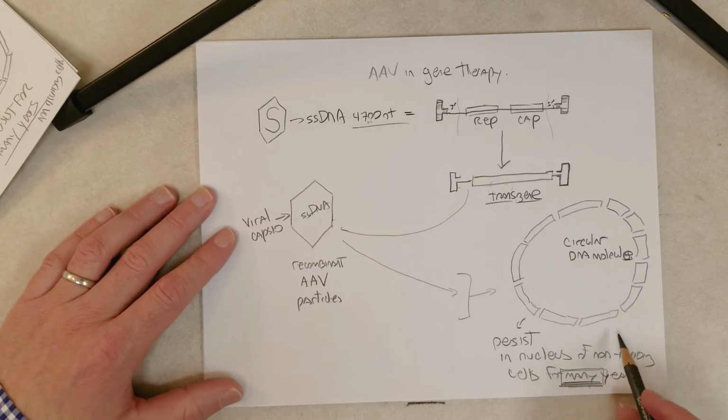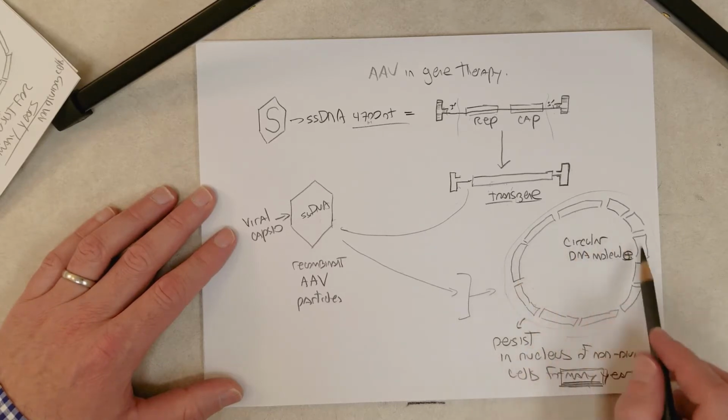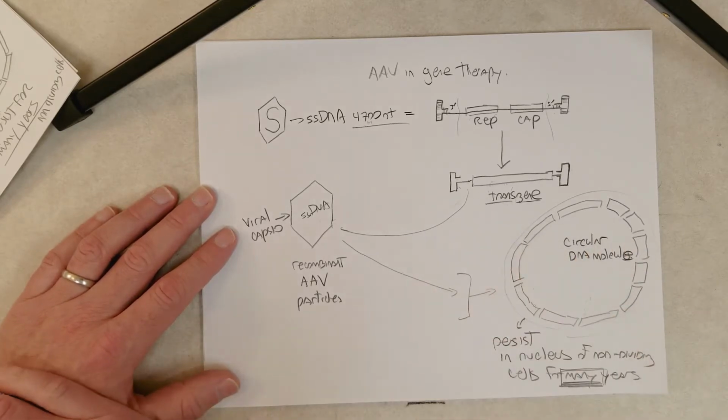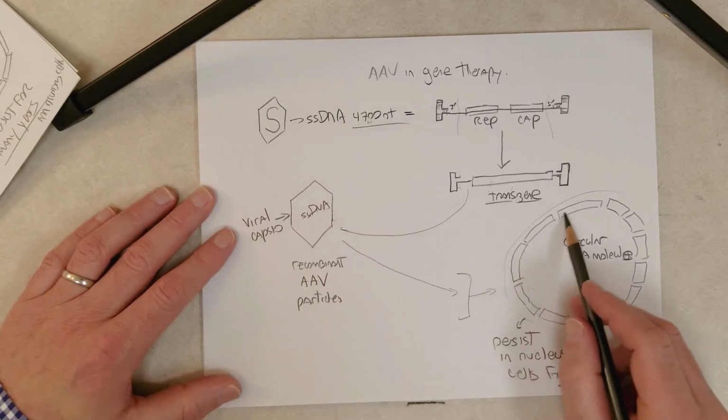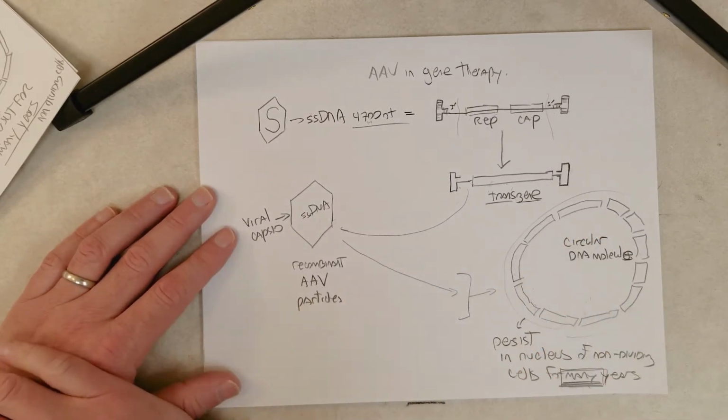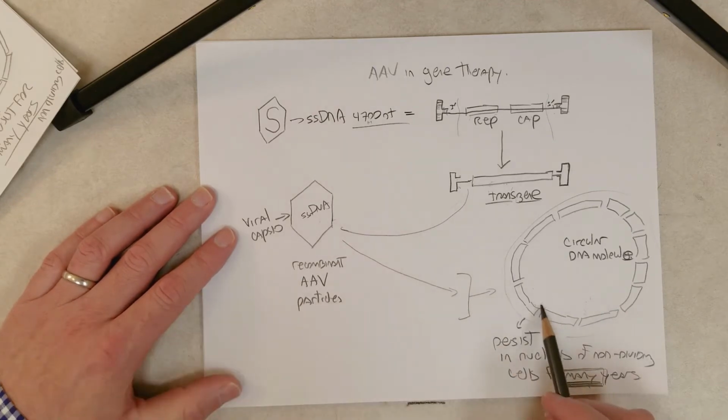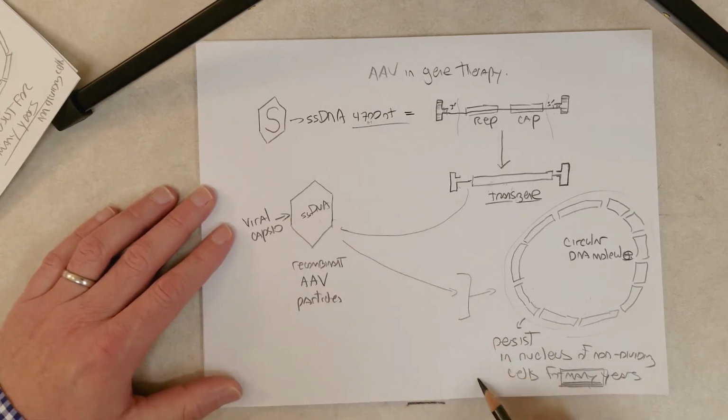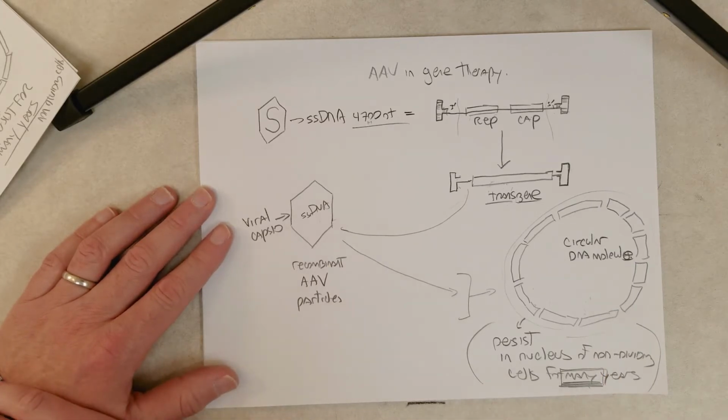And what about dividing cells? Well, we don't really know that either, right? Because these might not be replicated. There's no replication origin here, but maybe we could incorporate that. Maybe that'd be something scientists can look at. And if you can get a replication origin in here, well, maybe these will be replicated and they can persist in dividing cells. But so far, they seem to persist for a long time in non-dividing cells.